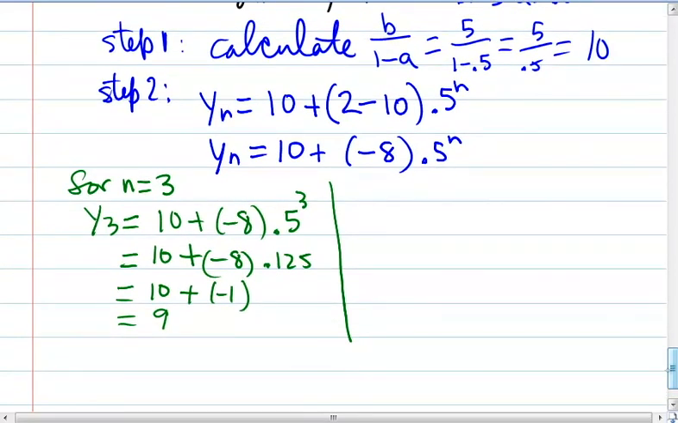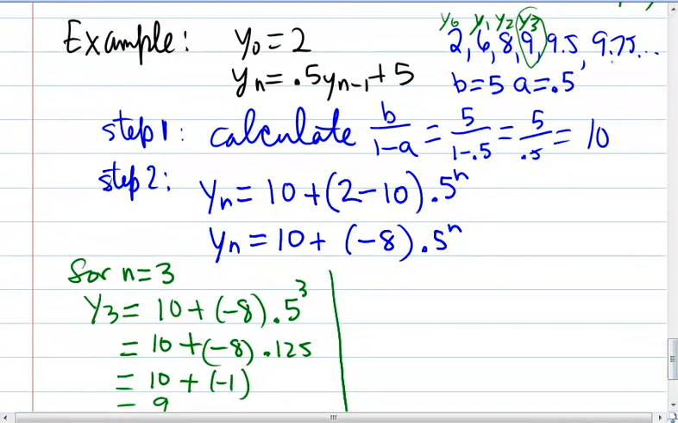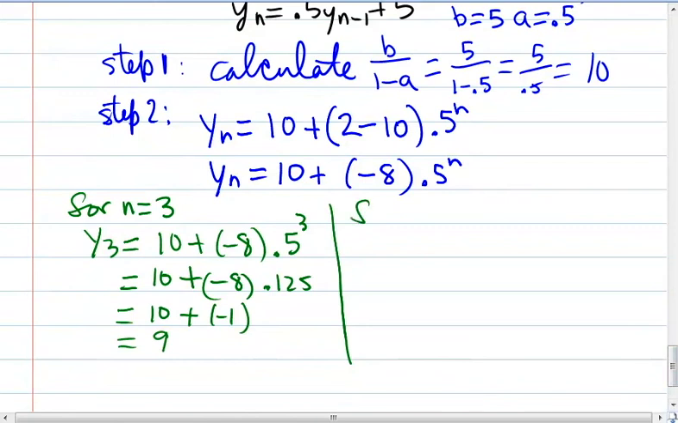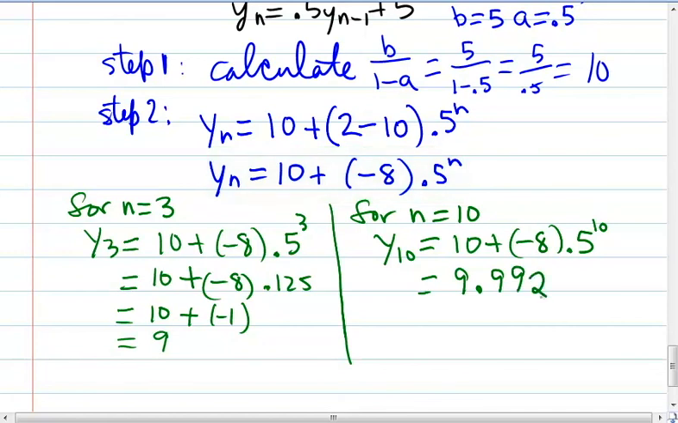So the formula works for n equals 3, and if I put in any of these other terms, the value of 4, I should get 9.5, and for n equals 5, I should get 9.75. But let's see how to jump out to the 10th term and look at n equals 10. I'm going to calculate y10 with the same formula here. It's going to be 10 plus negative 8 times 0.5, but now the exponent is going to be a 10. On your calculator, go over here first, put 0.5 and raise it to the 10. That's going to be a very small number, but leave it sitting there on the display. Multiply by negative 8, get that on your display, and then add 10. And I end up with 9.992.